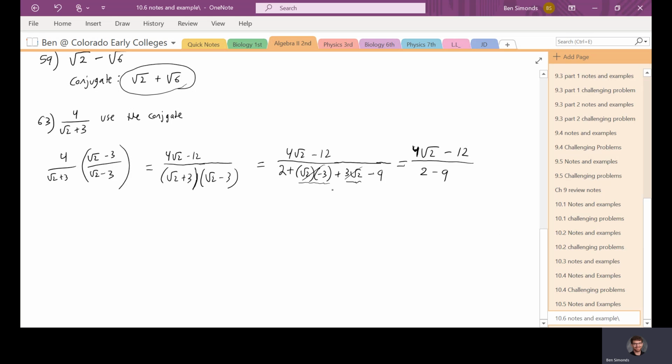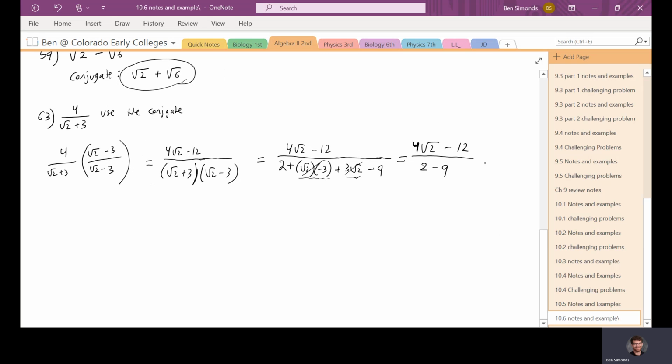Because these terms in the middle cancel out. And 2 minus 9 is just negative 7. So we get 4 root 2 minus 12 divided by negative 7. And usually we don't like negatives in the denominator.